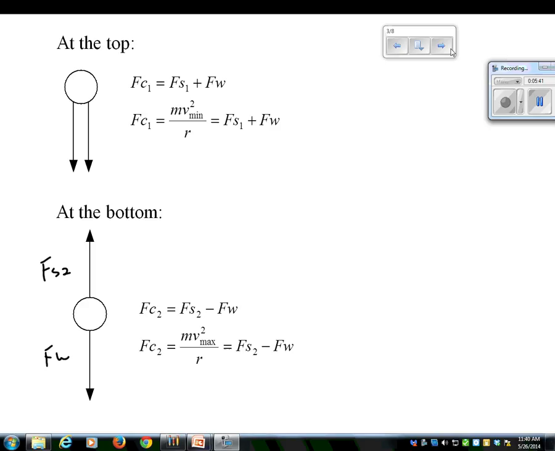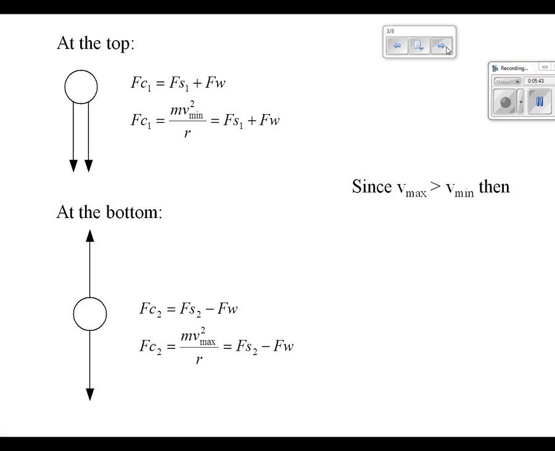Now, would you agree that Vmax is greater than Vmin? Of course, by definition. Would you agree then that the string force 2 at the bottom is greater than it is at the top? Yes, because the mass and the radius remain the same. Vmax squared is greater than Vmin squared, so Fs2 must be greater than Fs1. So the string tension is greater at the bottom.